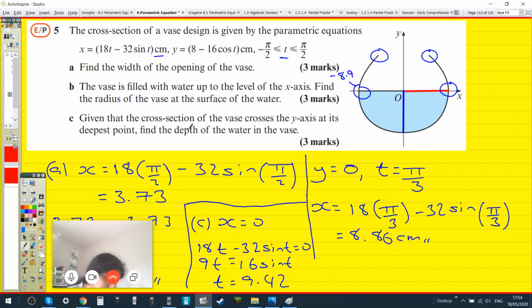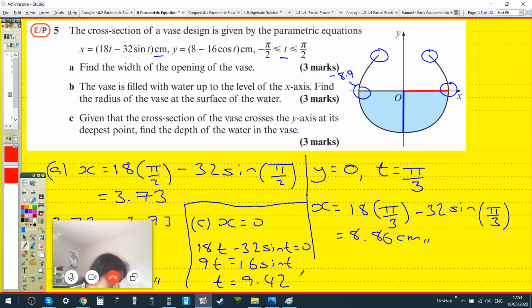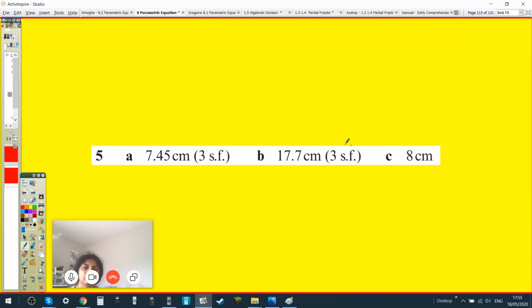Sub that into y. But why would you have cos 9.42? That's not going to work. In radians? Oh, it does. 23.999, so 24, I guess. Is it minus 24? No, we would just say the depth is 24 centimeters. Right, let's see. Nope. 8 centimeters. So it was a third of that for some reason.